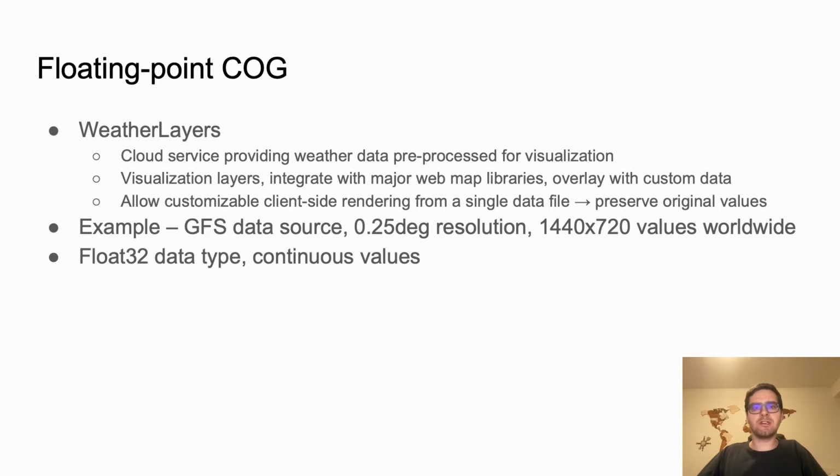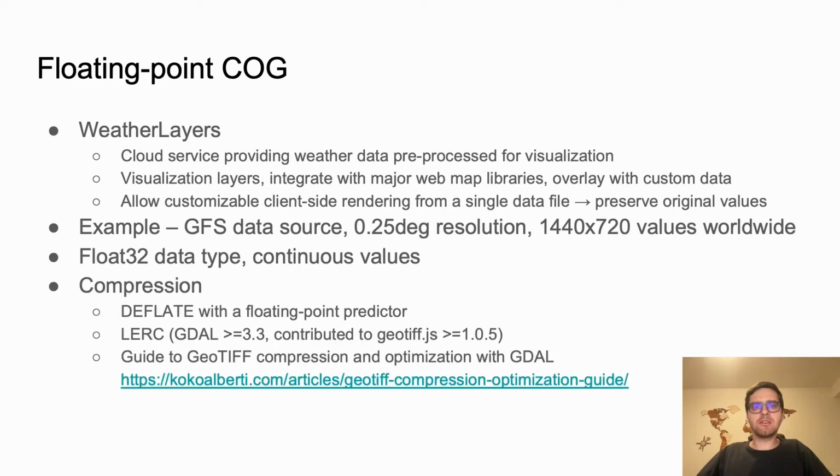COG is perfect for storing and transmitting such data because it allows us to use a floating point data type for continuous values. COG also has built-in support for various compression methods. There is the usual deflate compression with a floating point predictor. Also, since GDAL 3.3, it's possible to use LERC compression. On the front-end side, COG can be read using the GeoTIFF.js library. We contributed LERC decompression to GeoTIFF.js so that now it's possible to use LERC in the whole stack between backend and frontend. There is a great blog post benchmarking various compression algorithms which I recommend you check out.